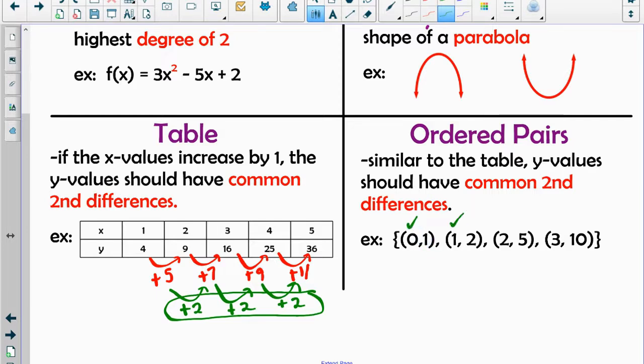The same is happening over here in the ordered pairs, where if we look at the x values, we've got 0, 1, 2, and 3. So they're going up evenly by 1s. So now we're really focusing on those y values. So 1, 2, 5, and 10.